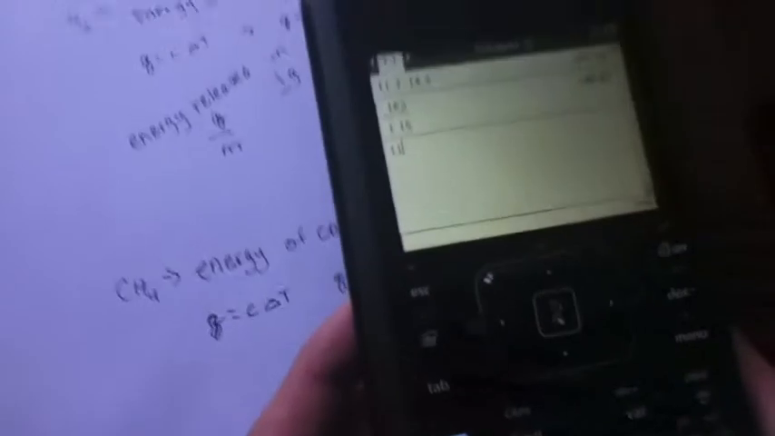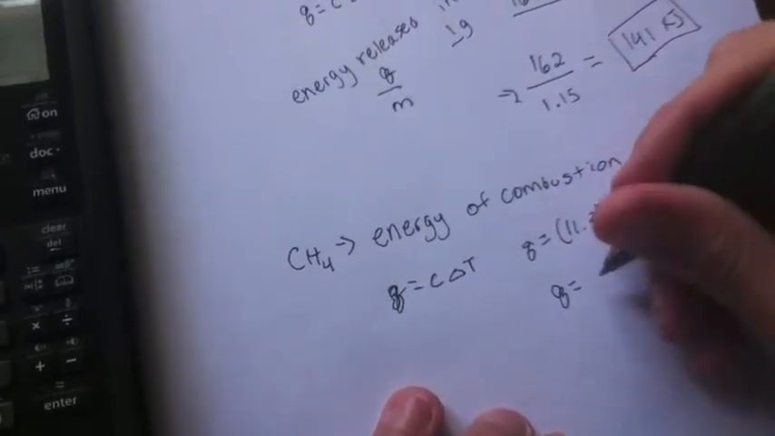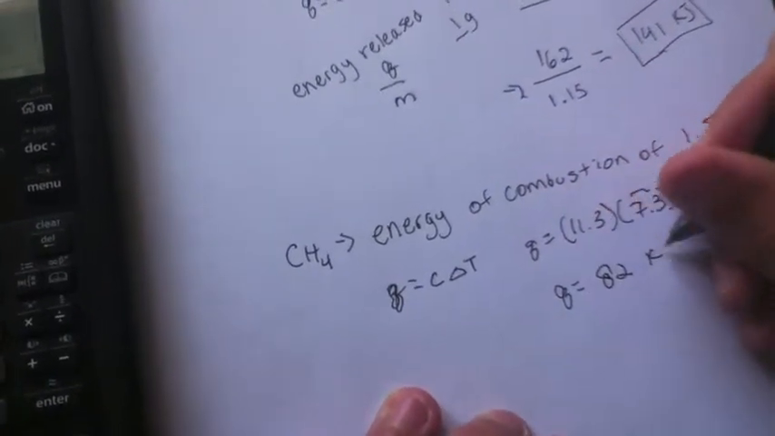So get Q again into the CAS. 11.3 times 7.3. So 82.49. But hold on. There's only 2 sig figs this time, so it's 82 kilojoules.